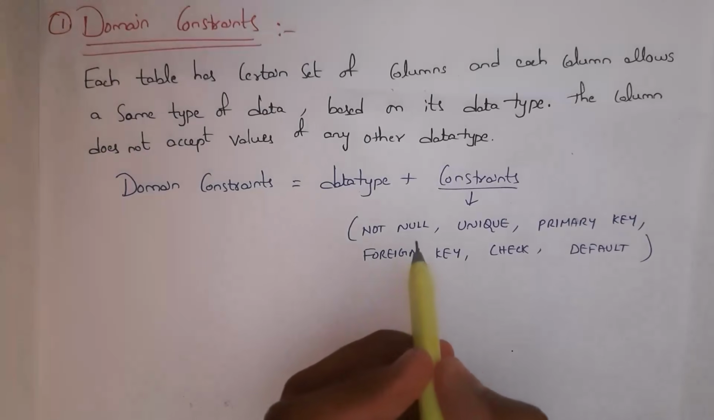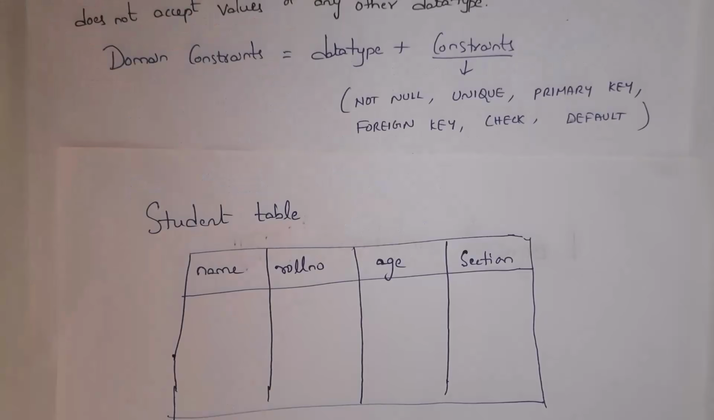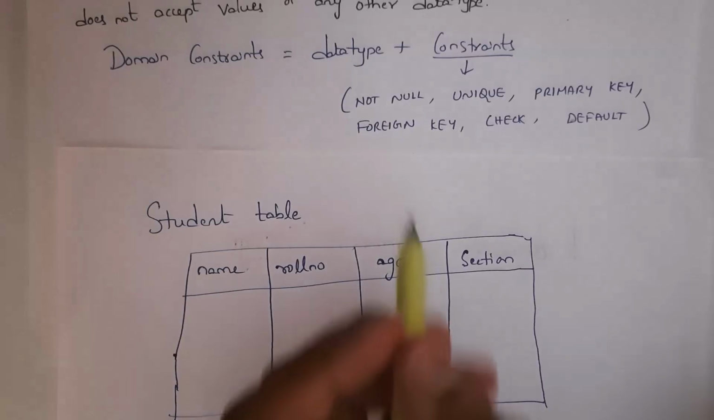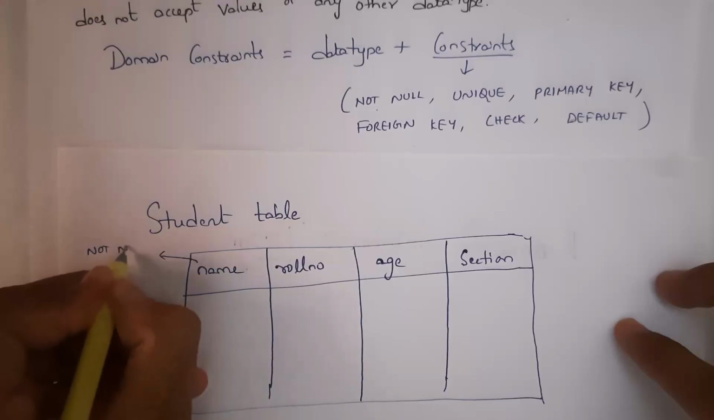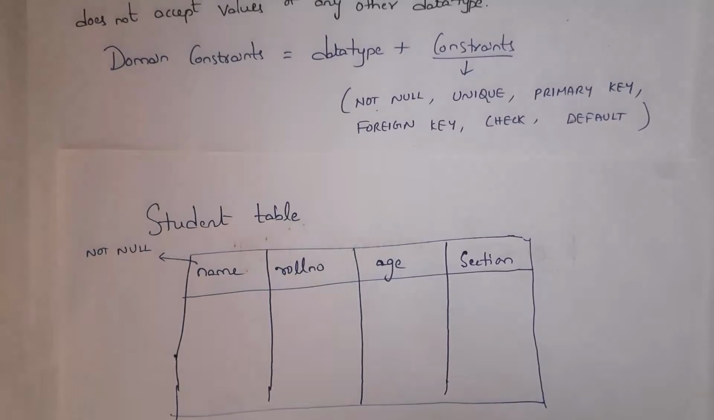Now I will create one table and I will apply all these constraints to various columns. For example, I created a student table. These are the various columns in the student table. The first constraint is not null. For example, I applied the not null constraint to this name column. Whenever I apply the not null constraint to this name column, then this column will not accept null values.